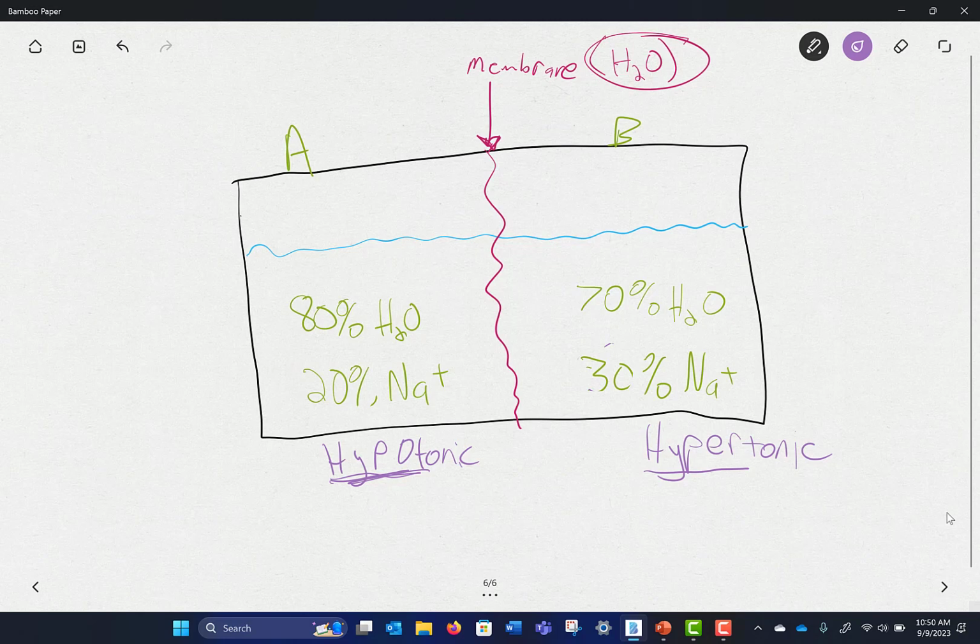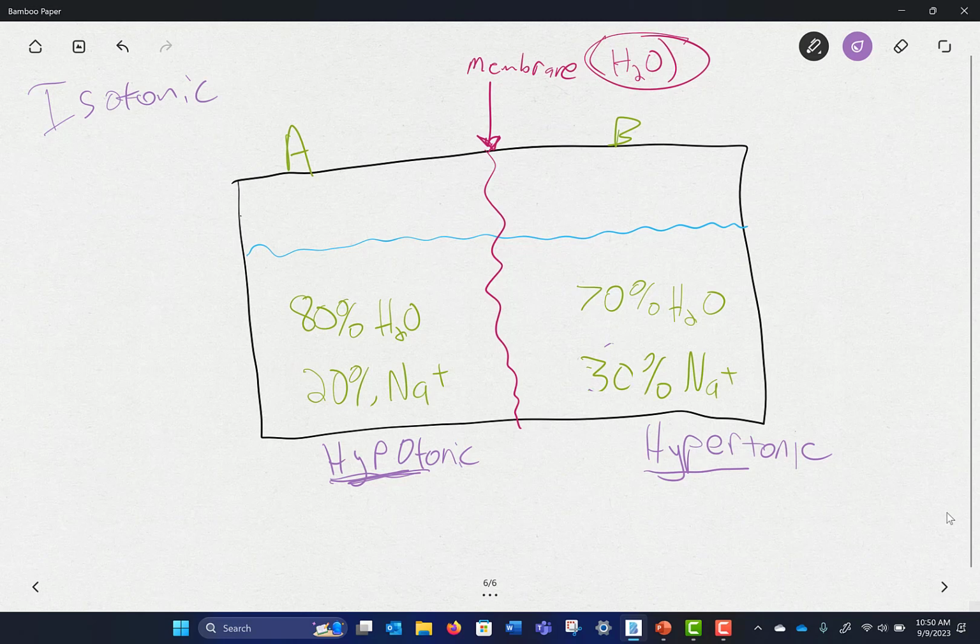What if, and I'm not going to draw this out, but let's just say A and B both had 20%. Well, in that case, we would say they are isotonic to each other. Isotonic means equal concentration. If they both have the same concentration, they are isotonic to each other. They are not isotonic on their own. They are isotonic to each other.